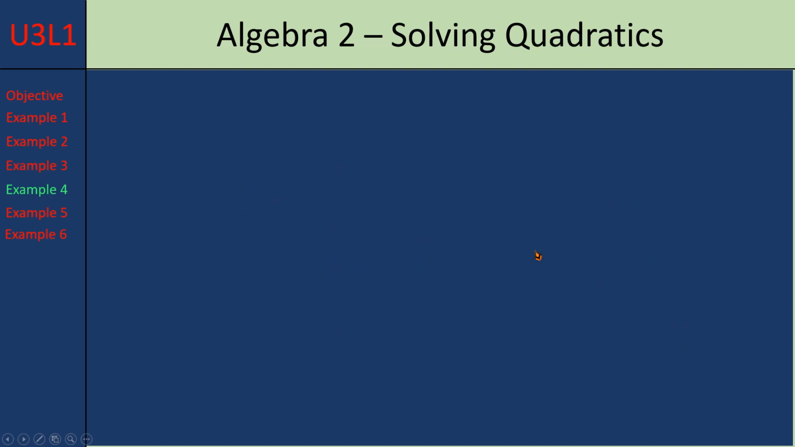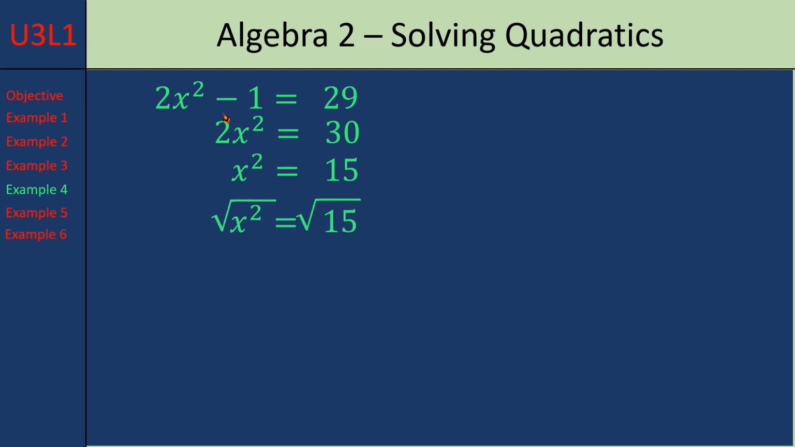Okay. Example number 4. Again, they're adding more stuff. All I got to do is get the thing that is squared by itself. So I need to get the squared thing by itself here. So I got to add 1 to both sides. I get 30. And then I divide it by 2. I get 15. And I square root both sides like that. Okay. Now I break 15 down. 15 is 3 times 5. And they're both primes. So I just take both. So x is positive and negative 3 times 5 inside the radical.